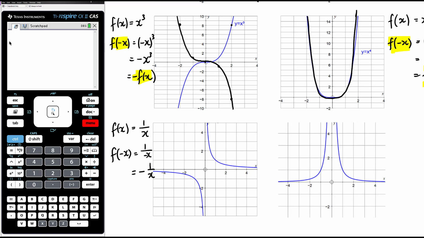A positive divided by a negative is a negative. And so again, this is negative f of x. Okay? Reflection in the y-axis for the hyperbola ends up being the same as reflection in the x-axis. And we can think about that.